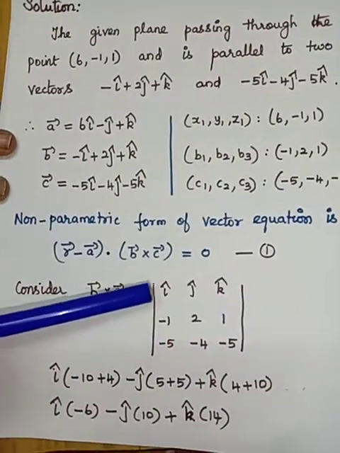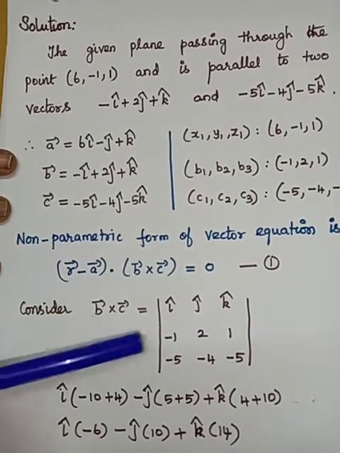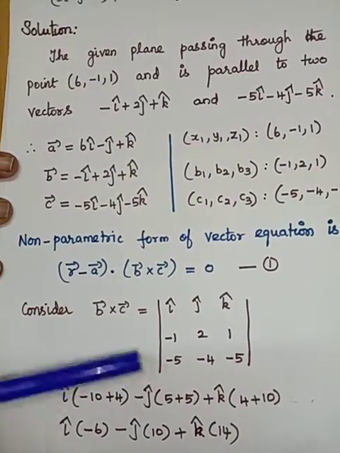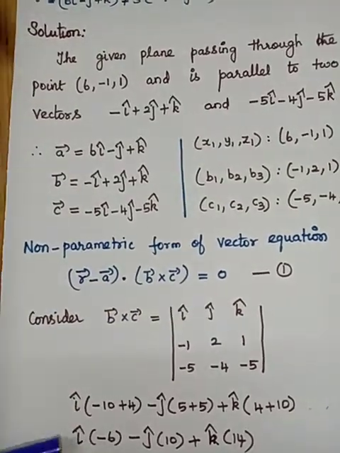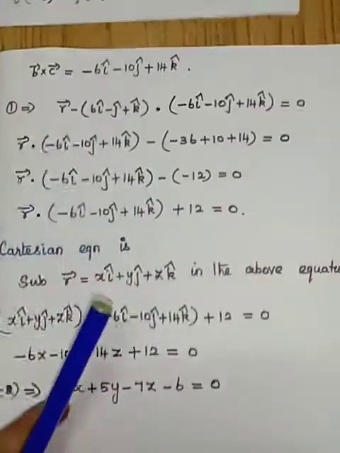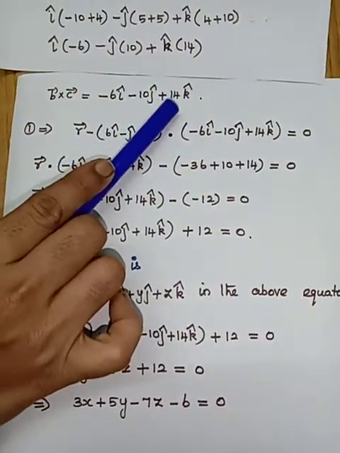In the first row you have to write i, j, k. In the second row the components of the first vector, that is b vector. In the next row you have to write the components of c vector. So when you expand by R1, you will get this answer. What is the answer you are getting? Minus 6 i cap minus 10 j cap plus 14 k cap.